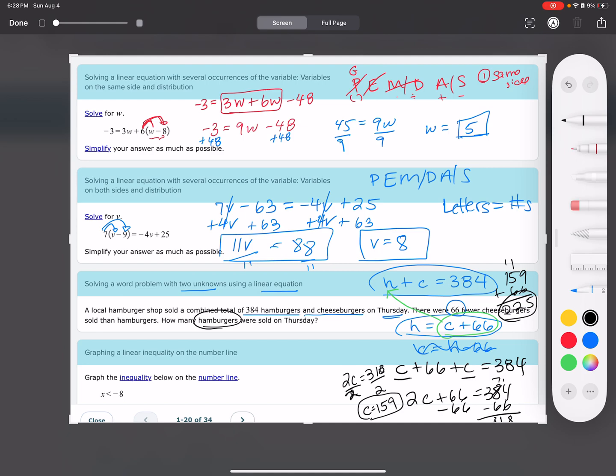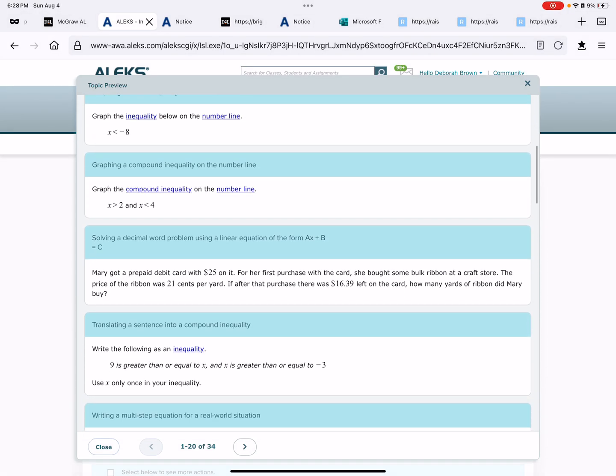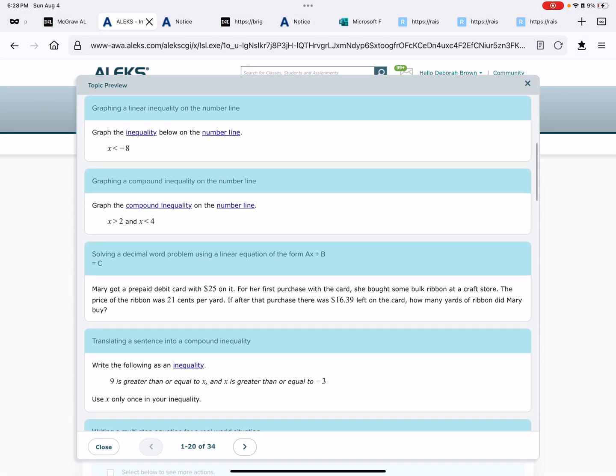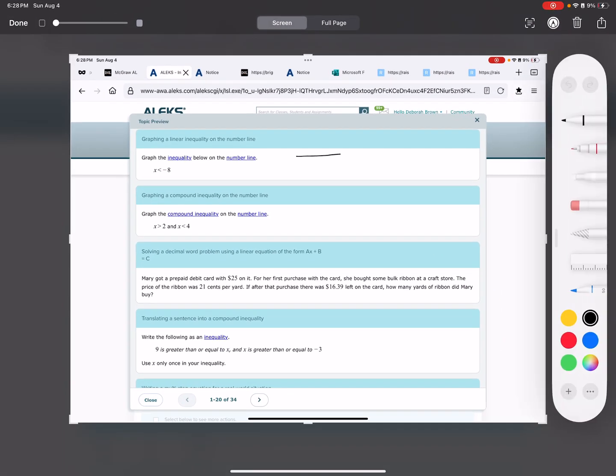All right, let me get rid of this. Go down to the next part. All right, inequality on a number line. Now I'm going to show you what number line it gives you. Okay, go from here. So to graph it on a number line, you're going to do this.